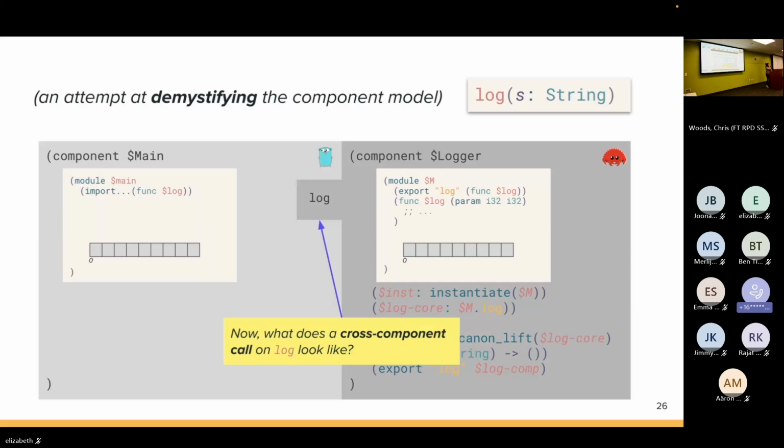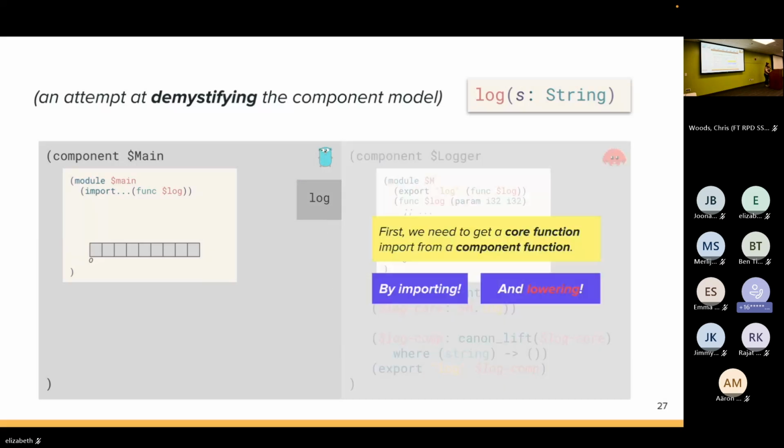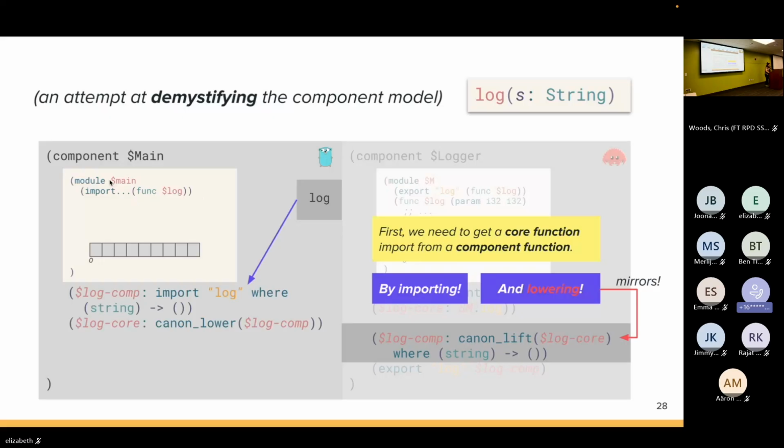So what does the cross-component call on log look like? We need to have the ability to take this log and somehow get it into a core module function. So we import and we lower, and it mirrors what we did on the other side, where we lifted. Now we lower because we're crossing the component to module boundary. And this again says this is what I need in order to satisfy my dependency, and it has types here, so it should share the same type as what the downstream log would be.